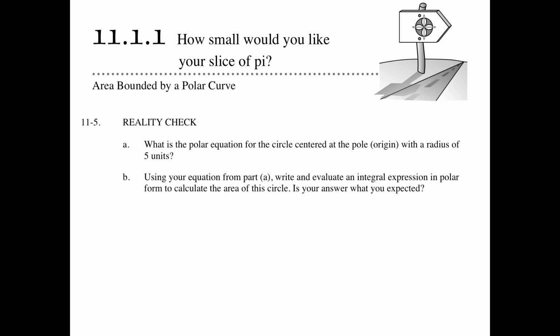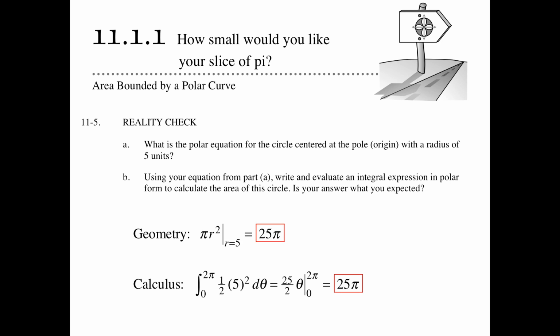Now, to check that their area formula actually works, problem 11-5, called Reality Check, asks students to use both geometry and calculus to compute the area of a circle centered at the origin whose radius is 5. And this will confirm that their formula does indeed work, at least in this trivial case.